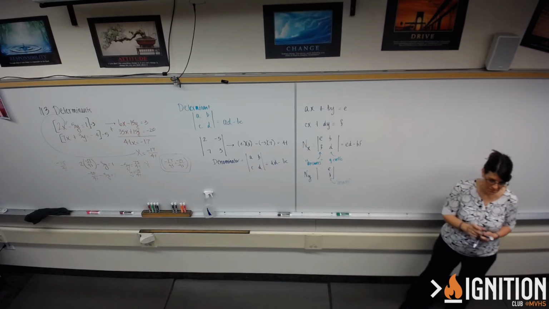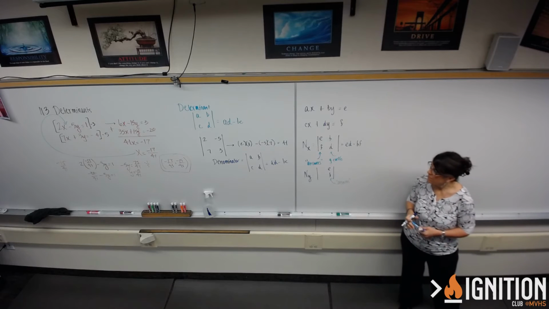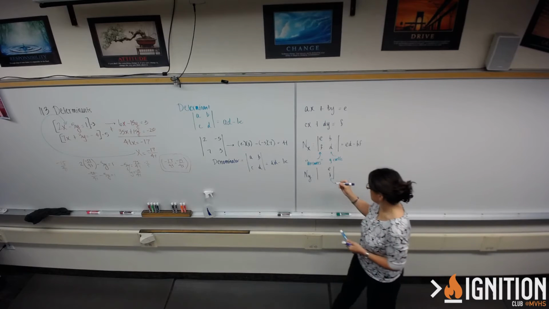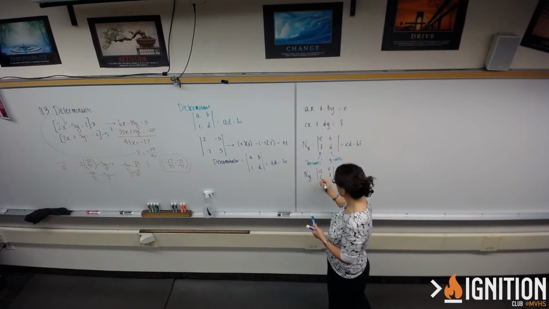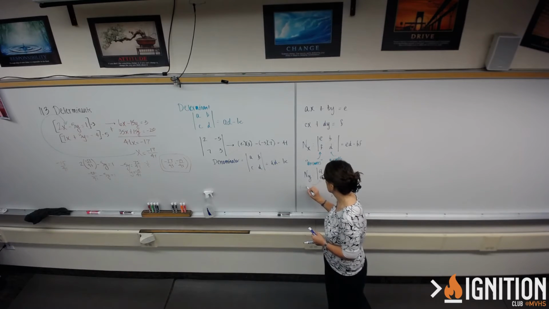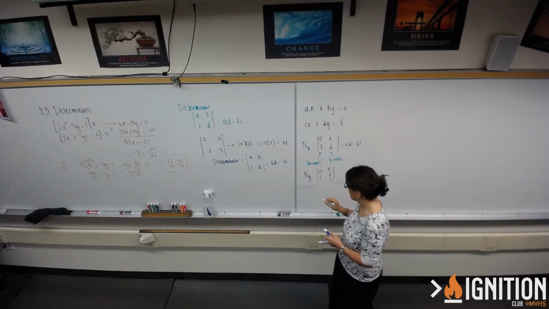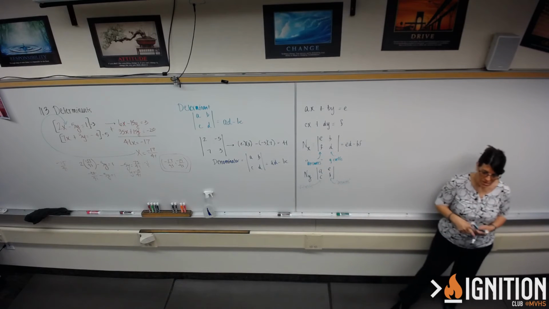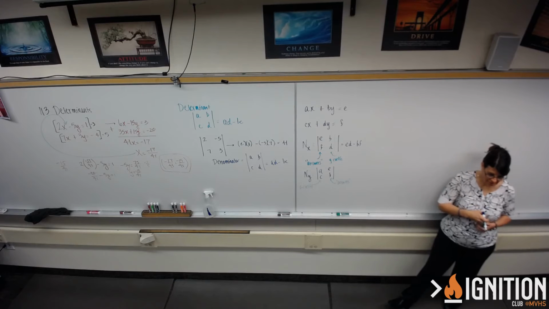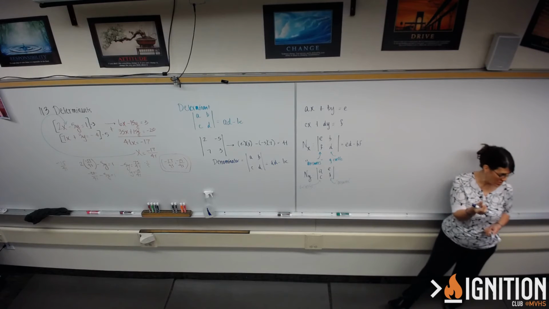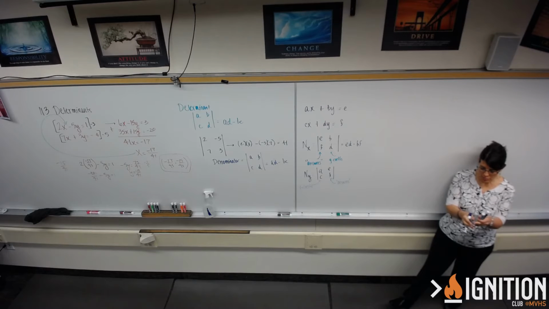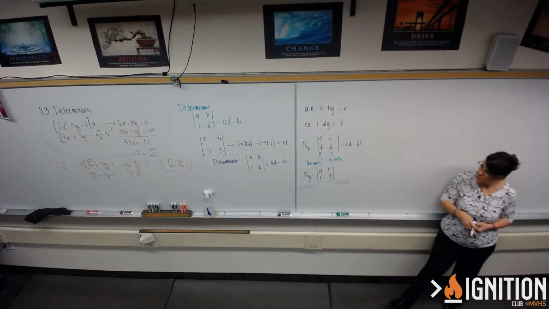And what about the x column? Yeah, A and C. Columns matter because subtraction only matters when you subtract. So if you have the columns backwards, then your subtraction is going to be backwards.